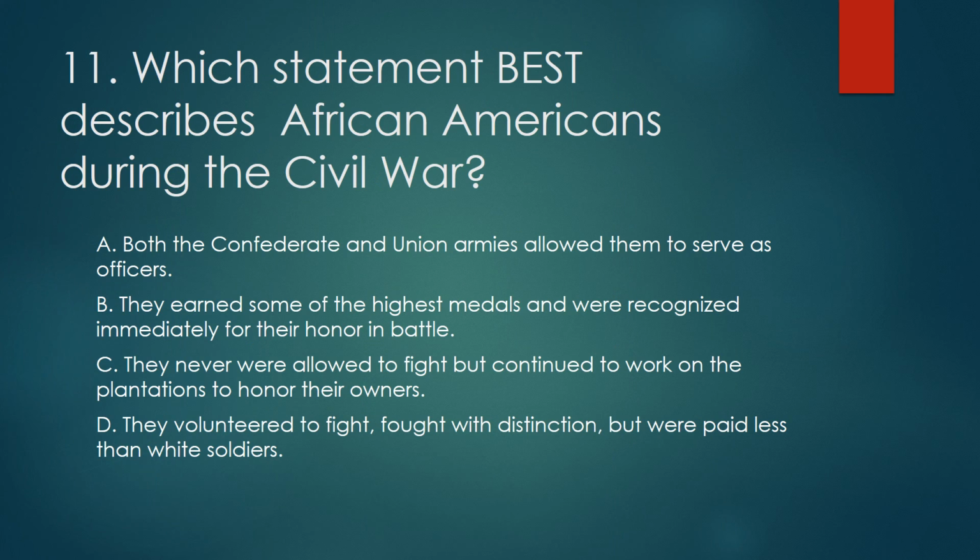Number 11. Which statement best describes African Americans during the Civil War? A, both the Confederate and Union armies allowed them to serve as officers. B, they earned some of the highest medals and were recognized immediately for their honor in battle. C, they never were allowed to fight but continued to work on plantations to honor their owners. Or D, they volunteered to fight, fought with distinction, but were paid less than white soldiers.